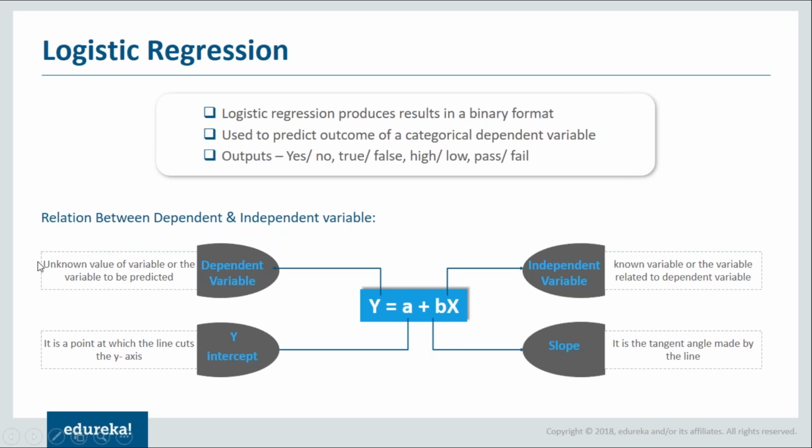Here the dependent variable is basically the unknown value of a variable, or the value which needs to be predicted. Then we have x, the independent variable, also known as the known variable, or the variable which is related to the dependent variable. So the dependent variable will be dependent on the independent variable. Next we have a, the y-intercept. This is the value of the dependent variable when the independent variable is 0, or the point at which the line cuts the y-axis. That is why it is called the y-intercept. And then we have b, the slope, which is nothing but the change in the dependent variable for a unit increase in the independent variable. It is also known as the tangent of the angle made by the line with the x-axis.